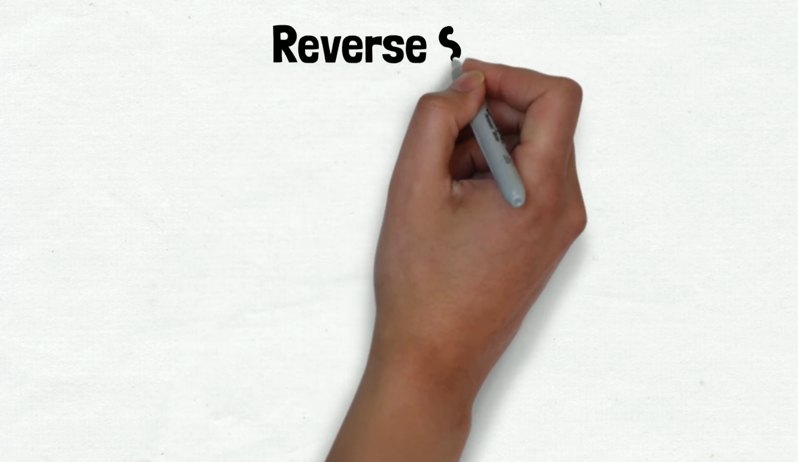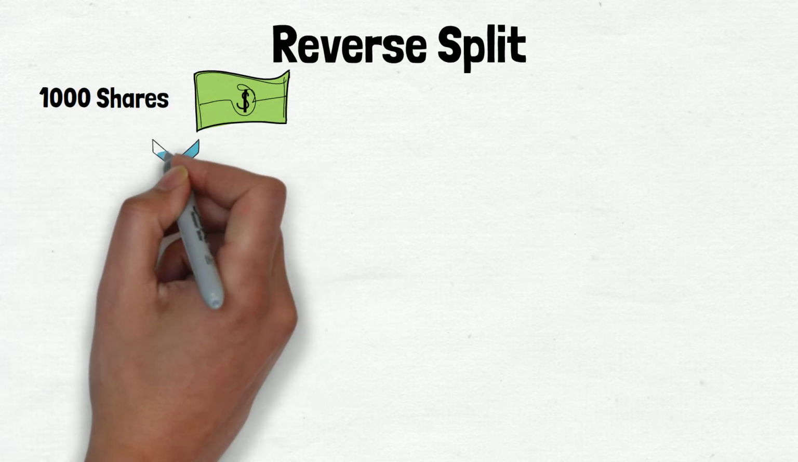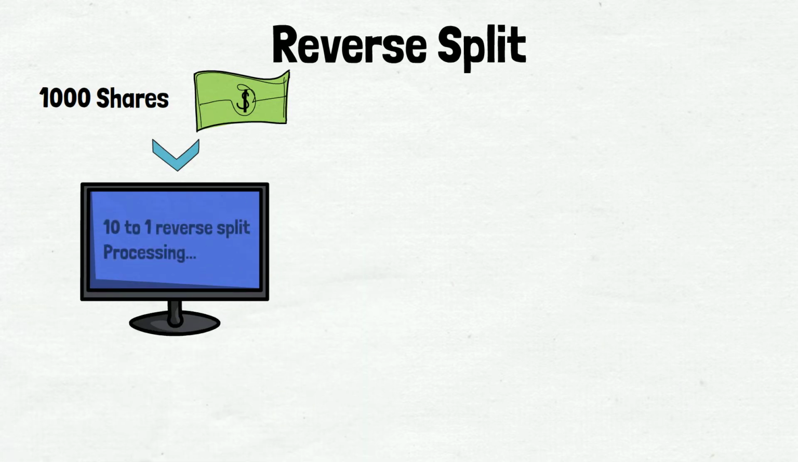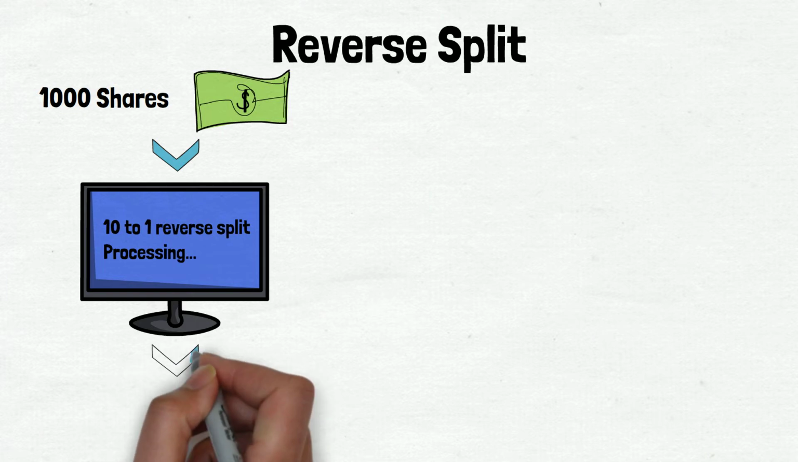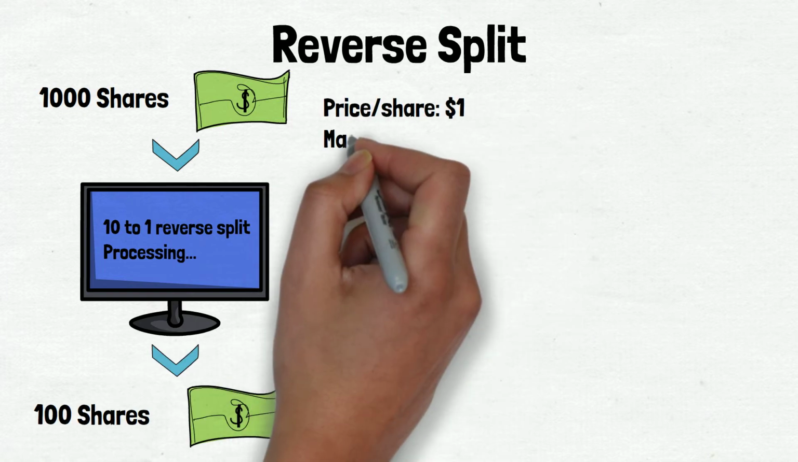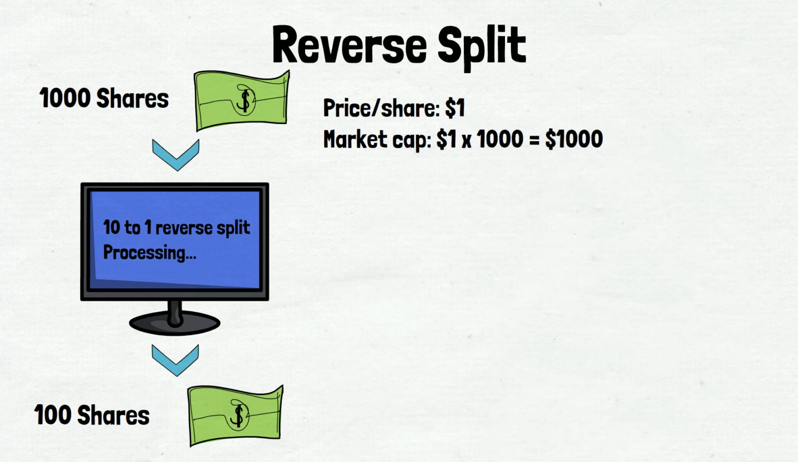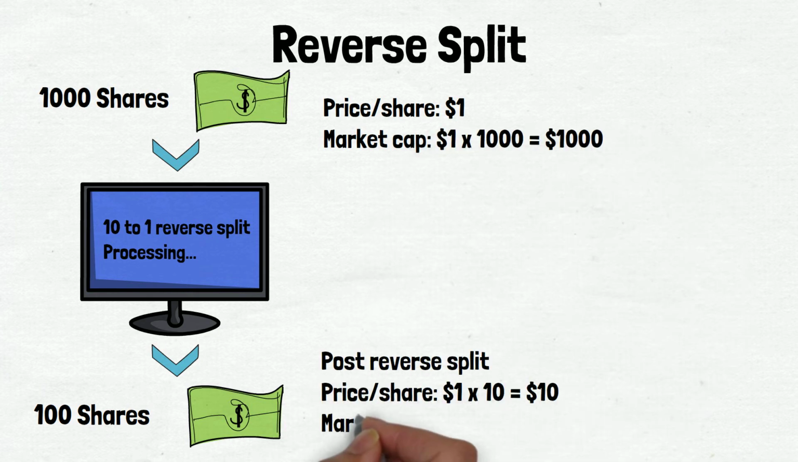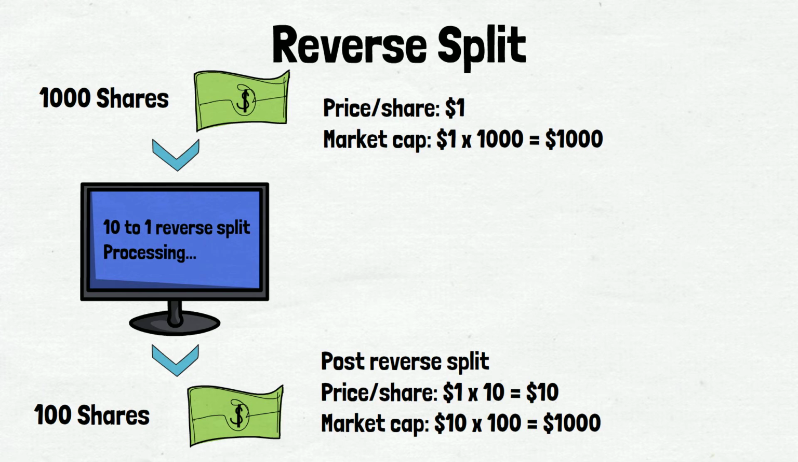A stock can also reverse split. Reverse split is a company decreasing the shares outstanding and increasing the share price. For example, a 1-for-10 reverse split means that a company that has 1,000 shares outstanding, each worth $1, is now 100 shares outstanding, each worth $10. Like a regular stock split, a reverse split does not change the market value of a company.